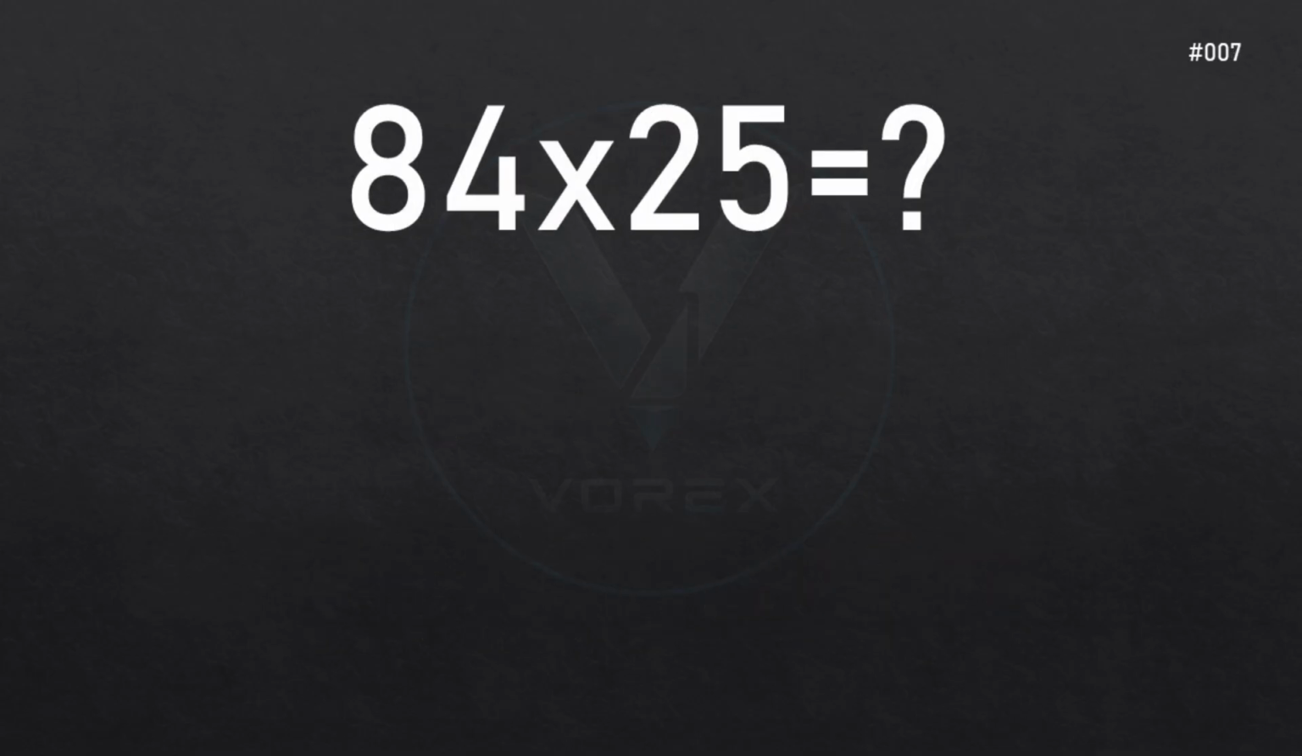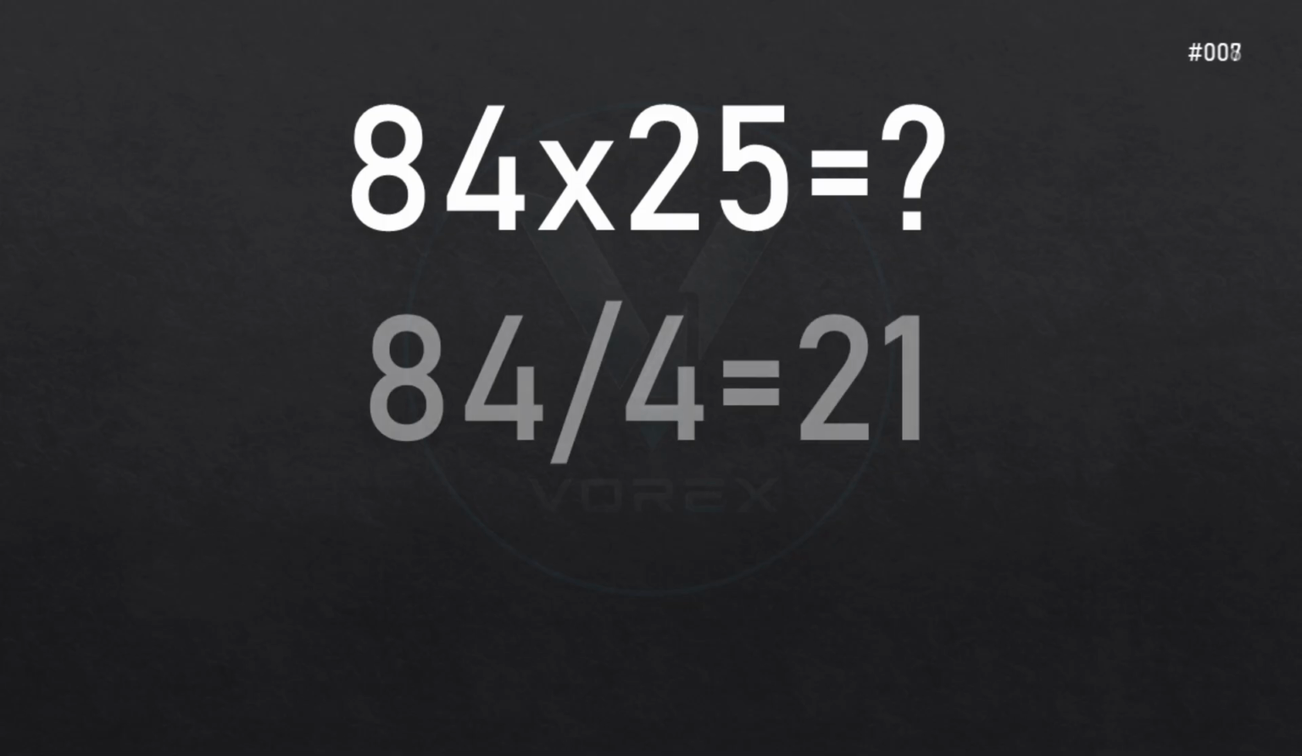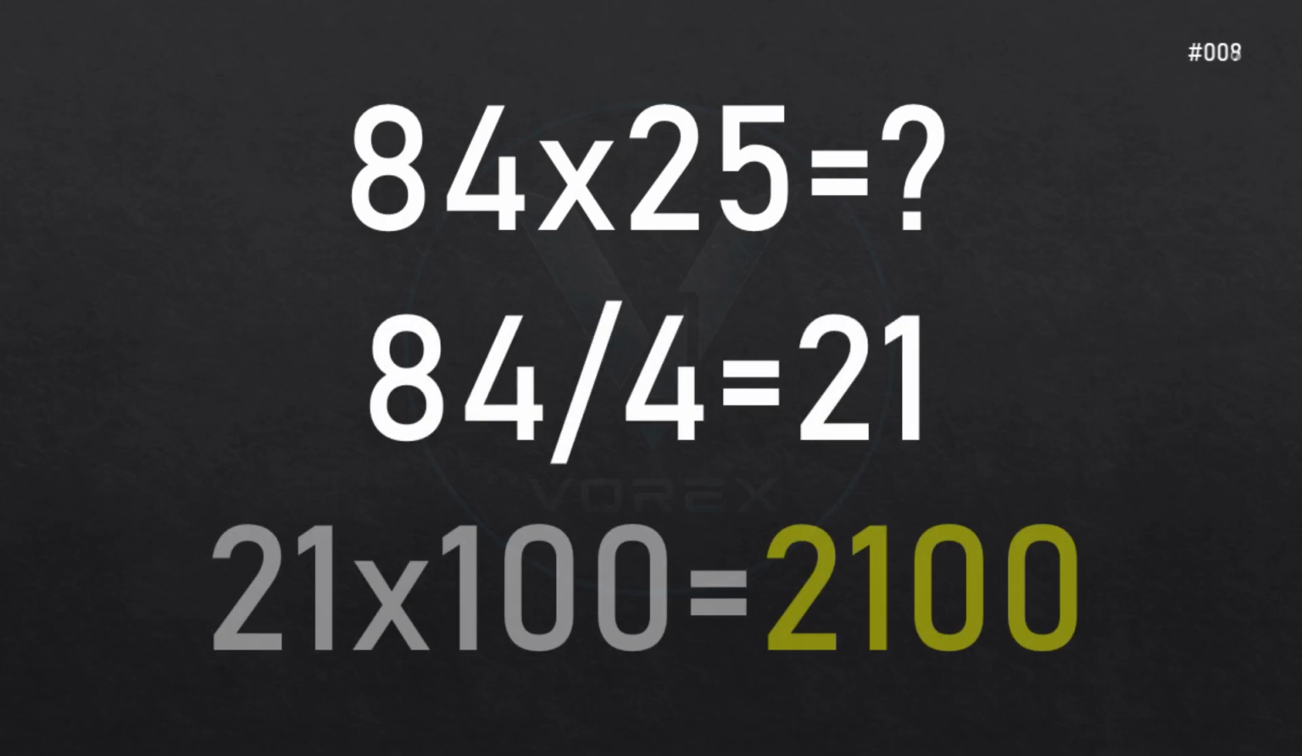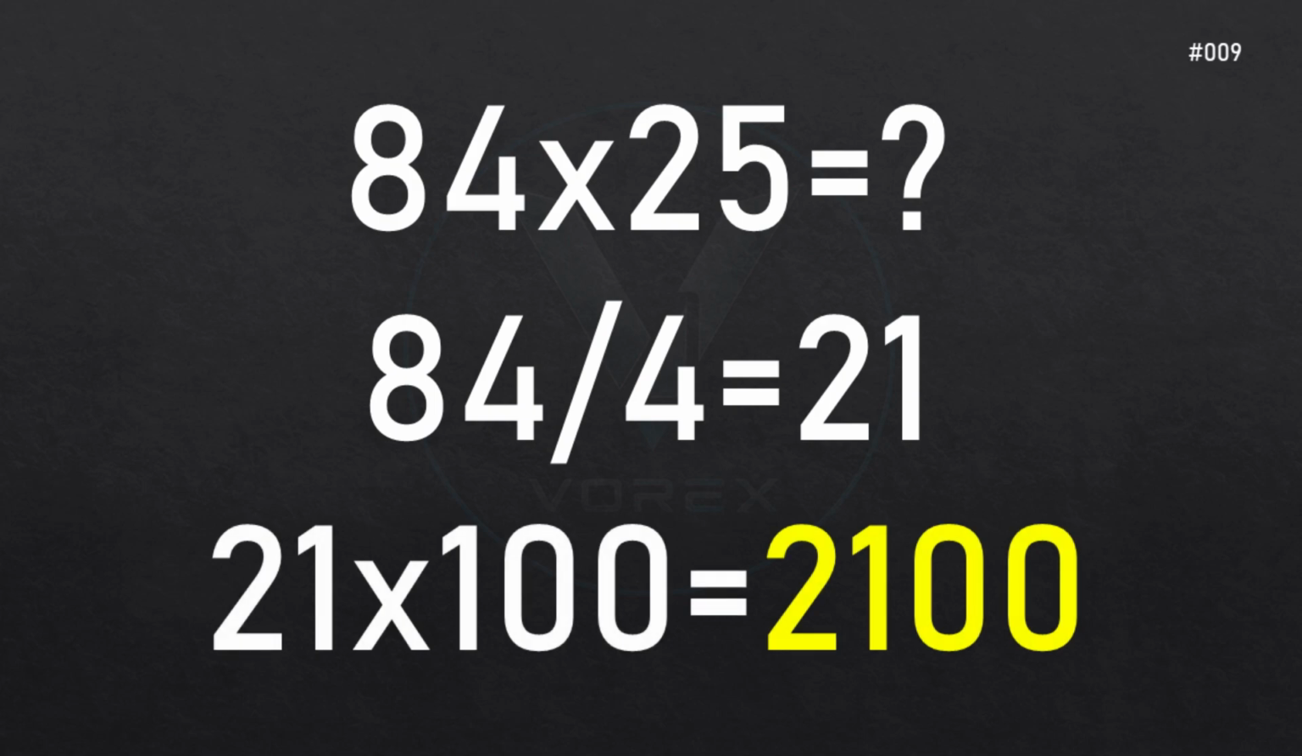Let's reinforce the idea with another example. What is 84 times 25? First, divide 84 by 4. That gives us 21. Now multiply 21 by 100, or simply add 2 zeros to the end. The answer is 2100. This shortcut works especially well with numbers that are divisible by 4.